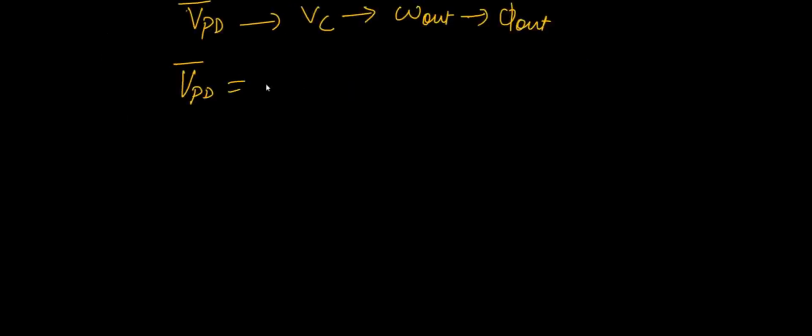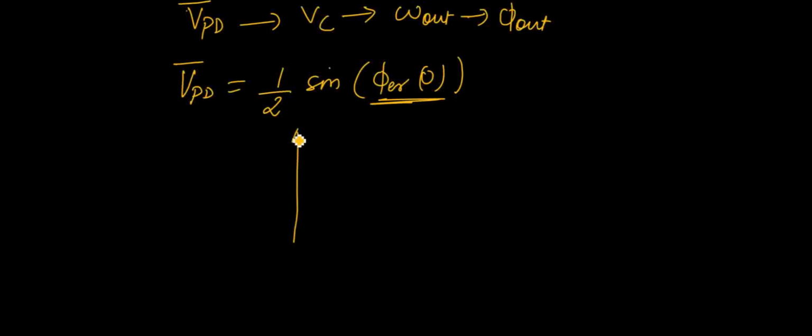So VPD bar is equal to, sorry, let me take the pen, 1 by 2 sine phi error 0. If this phi error is varying with time, the plot of VPD bar will be somewhat like this.